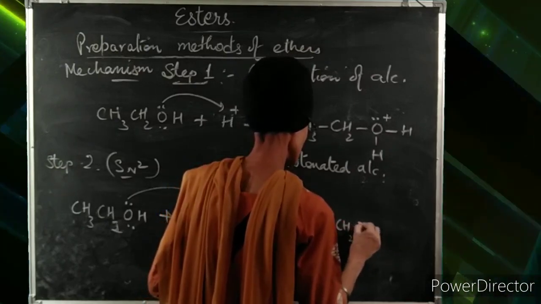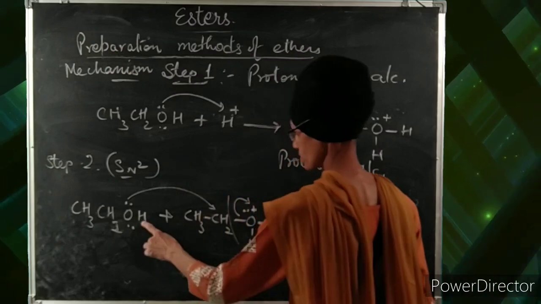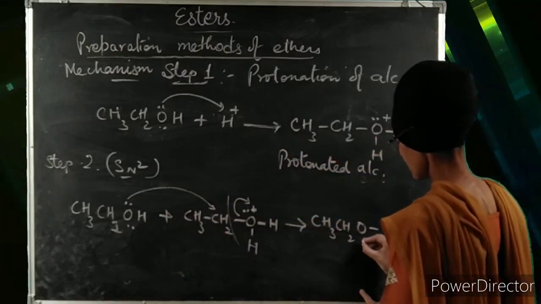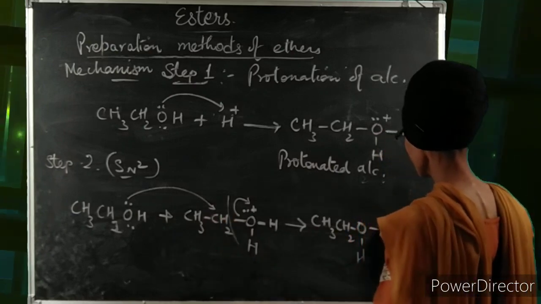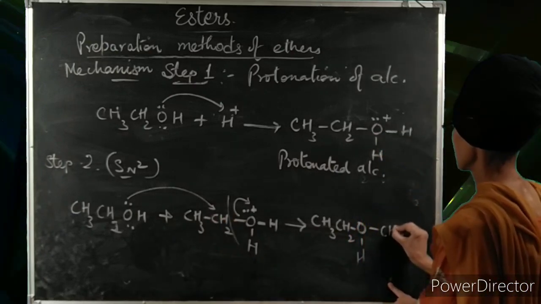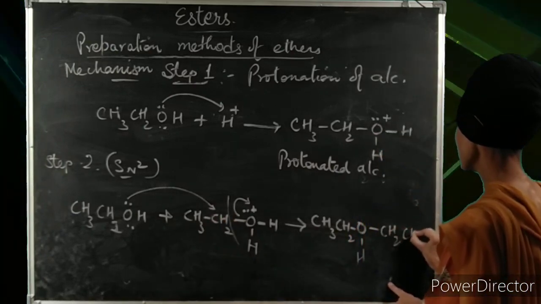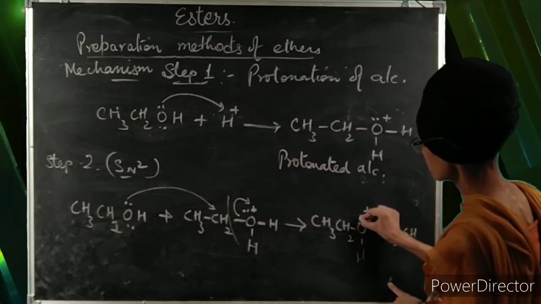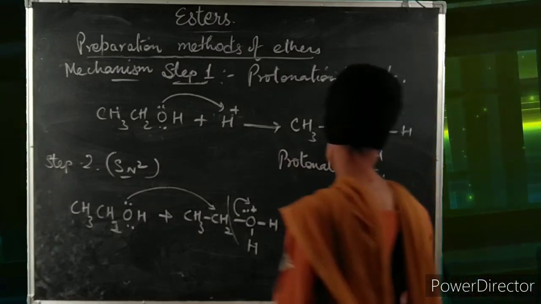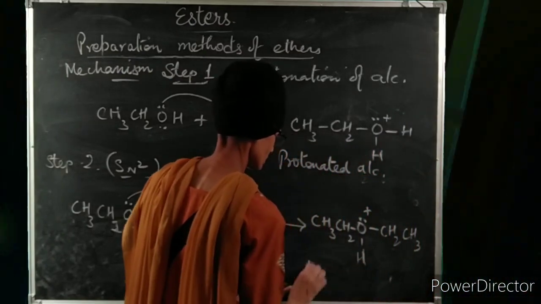CH3CH2O. But this ether is protonated ether because hydrogen doesn't go anywhere. The hydrogen of the alcohol still remains attached here, and the second ethyl group gets attached to the alcohol molecule, and we get again positive charge on oxygen, 3 bonds, 1 lone pair. This is now protonated ether.